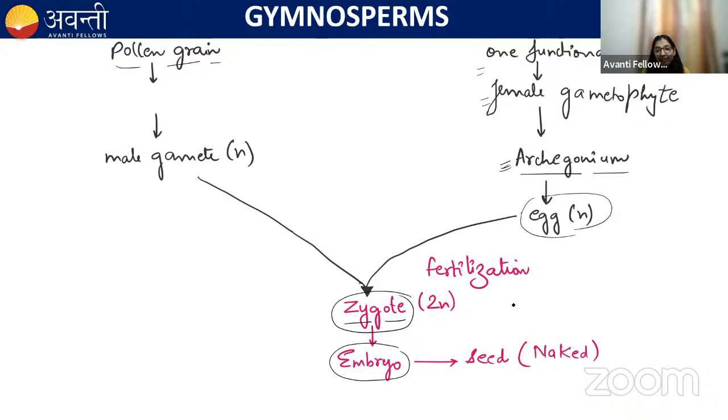And we know that after fertilization, the ovule matures, and this mature ovule is known as seed. Here in gymnosperm, you will observe naked seed because the ovules are not enclosed by the ovary wall. That is why we said that in case of gymnosperm, the seeds are naked. I hope it is clear. I have discussed the entire life cycle of gymnosperm.